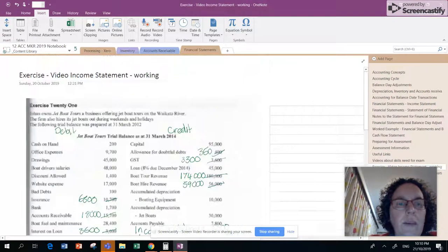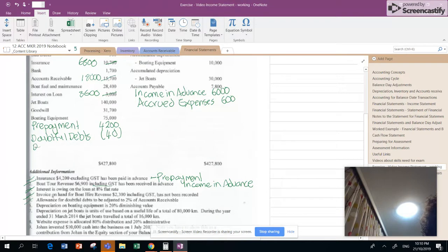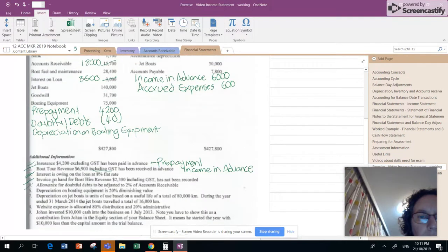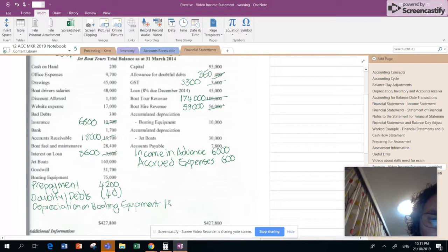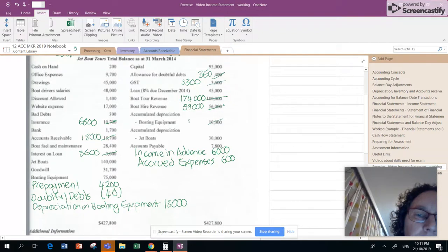So that means that we need to debit depreciation on boating equipment, and it's 13,000 we worked it out to be. So that's our debit, and our credit is going to be increasing the accumulated depreciation for the boating equipment. So that's going to go to 23,000.